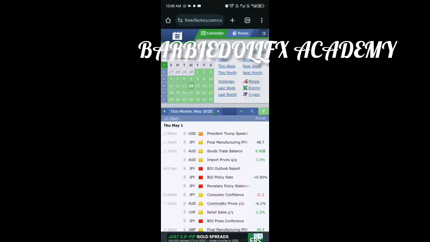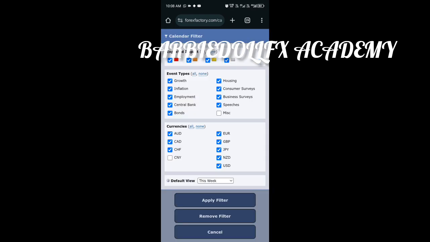So you will go back again to that icon that looks like an umbrella. You now remove these ones. Some people leave only the red. You can leave red and orange. You understand? You can leave red and orange. You can leave every other thing. Although CNY is off.